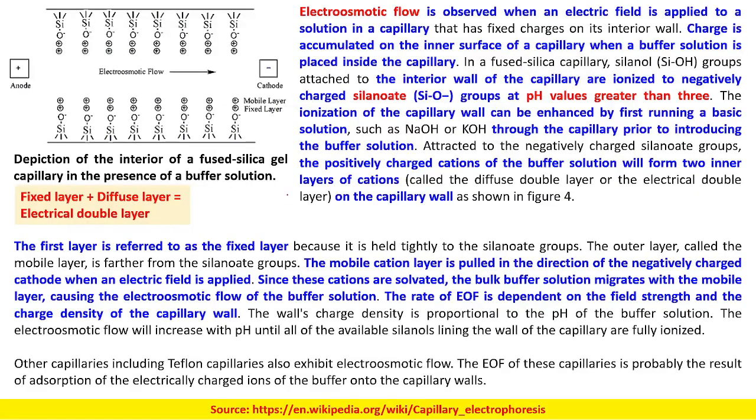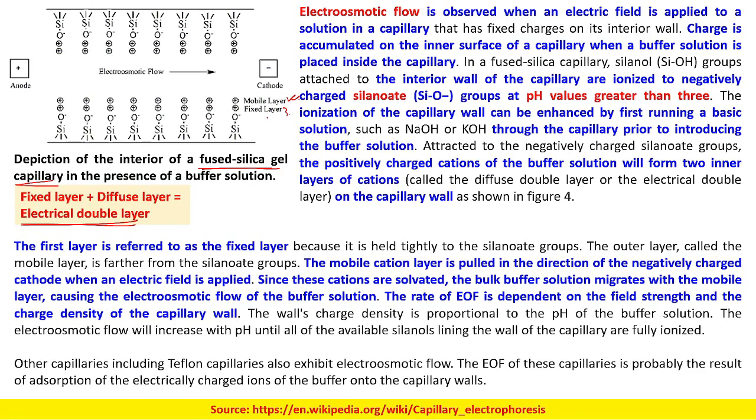Then we have also discussed the mechanics of how this electrophoresis happens within a fused silica capillary system. Okay, and we have seen that there is a formation of an electrical double layer, and within that electrical double layer there is a fixed layer of the cation, and then again there is a mobile layer of the cation.